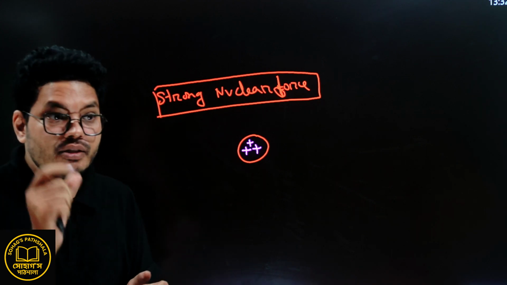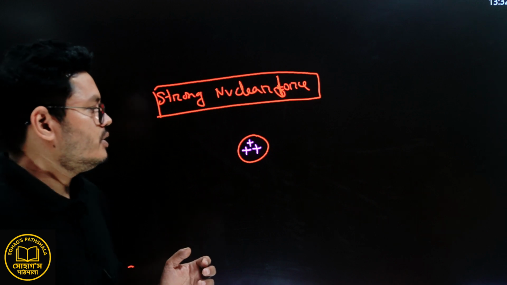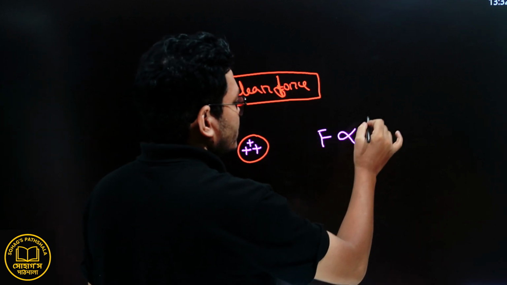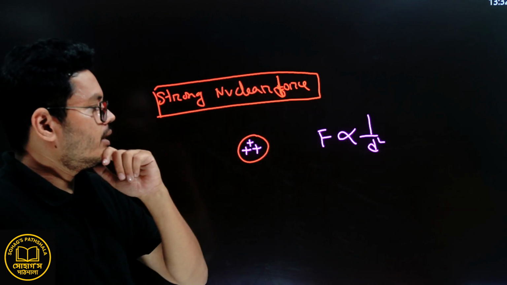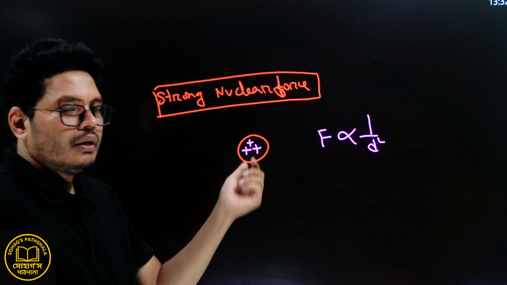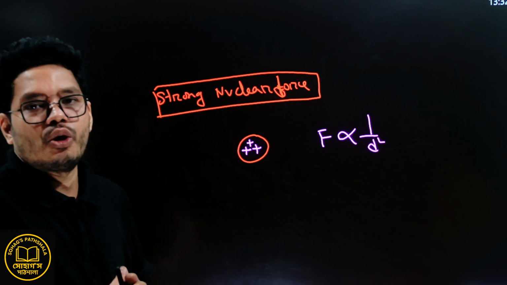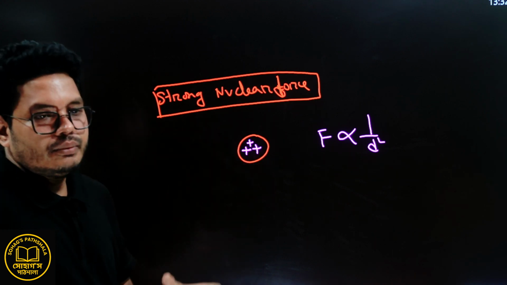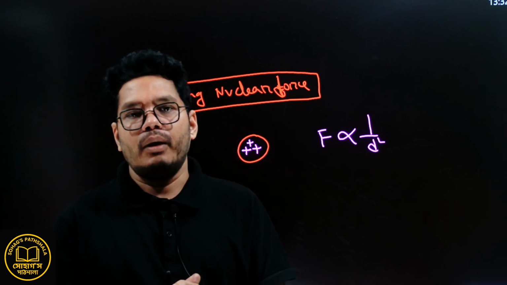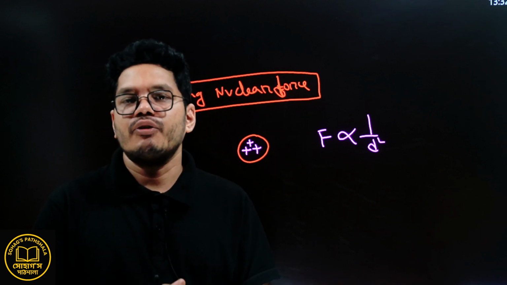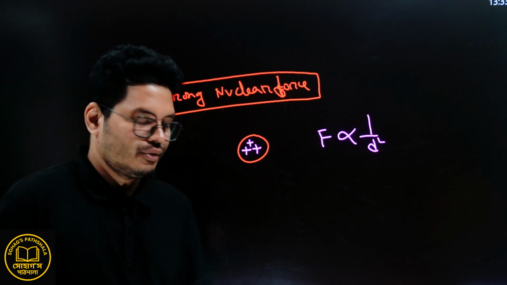This force is very strong because it works in a very short range. You see, the force is inversely proportional to the square of the distance, so as they are very close, the force is very strong. So the force that is pulling the protons of the nucleus together is the strong nuclear force, and this is the strongest of all the fundamental forces.